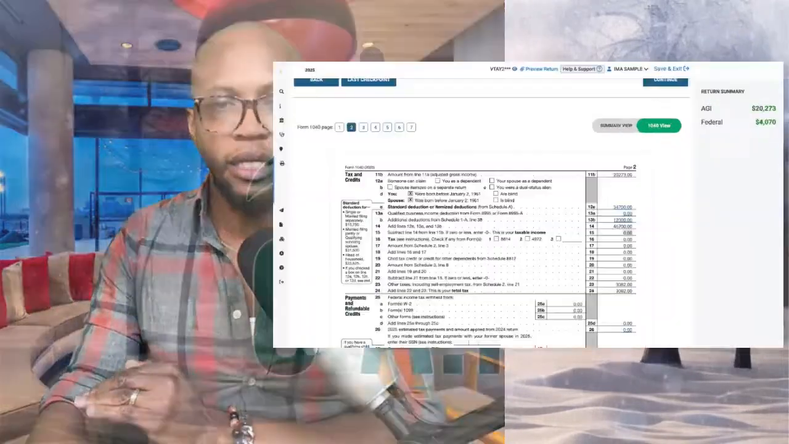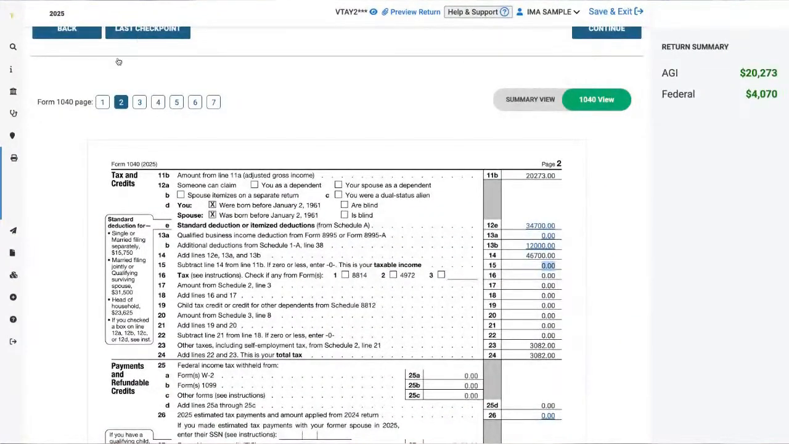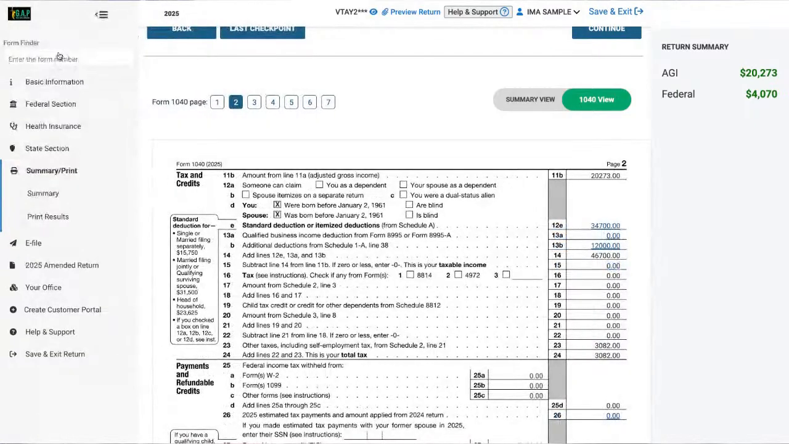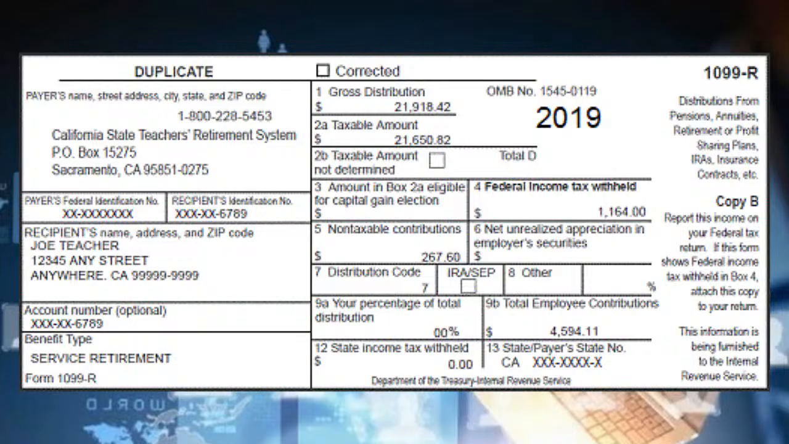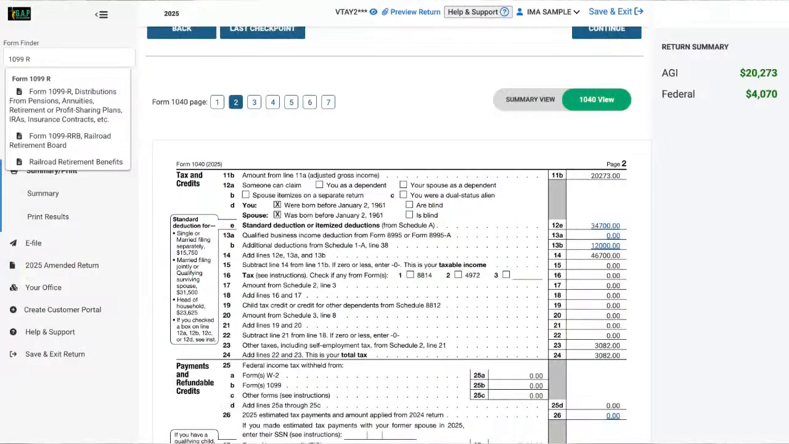So if I want to add a 1099-R, my folks would tell you that you could easily just put in 1099-R right here. But then it's which one? Well, let's look at the paper. The paper says that it's a 10. Oh, where'd my 1099-R go? There you are. Our 1099-R looks like this. At the top right-hand corner: distributions from pensions, annuities, retirement, profit sharing funds, IRA, insurance contracts, etc. That's also an option here. The very first one, we're going to click on that one.